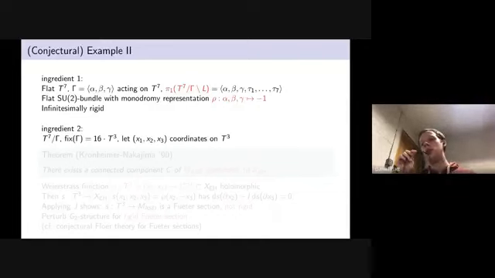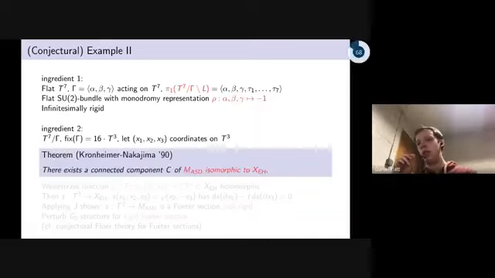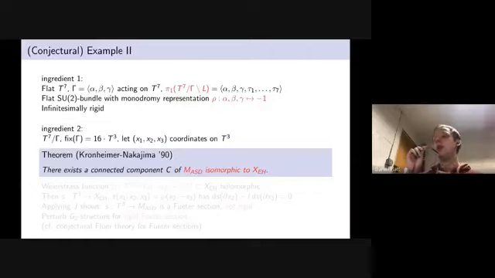So let's focus on one of these 3 tori for a moment and take coordinates x1, 2, 3 on this 3 torus. Then we can use the following theorem from Kronheimer and Nakajima, who say that there exists a connected component C of the moduli space of ASD instantons, which is itself isomorphic to Eguchi-Hanson space. So what I'm really doing now is I write down a map from T3 into Eguchi-Hanson space and want that this satisfies the Fueta equation.